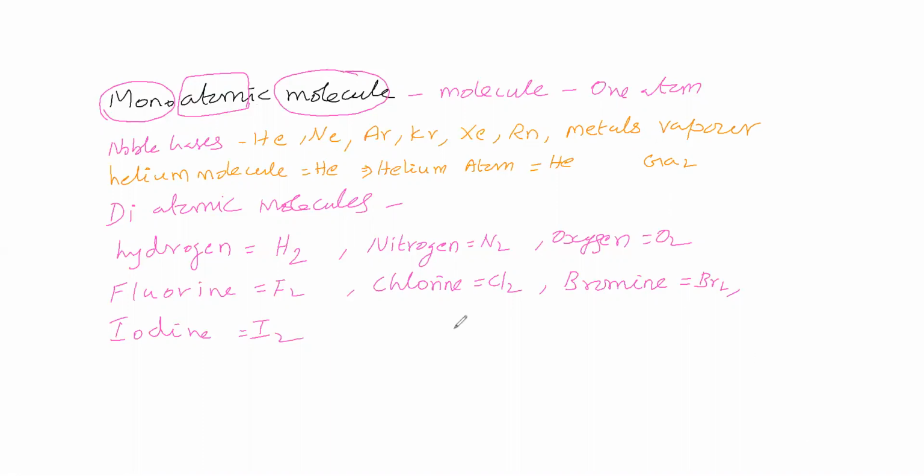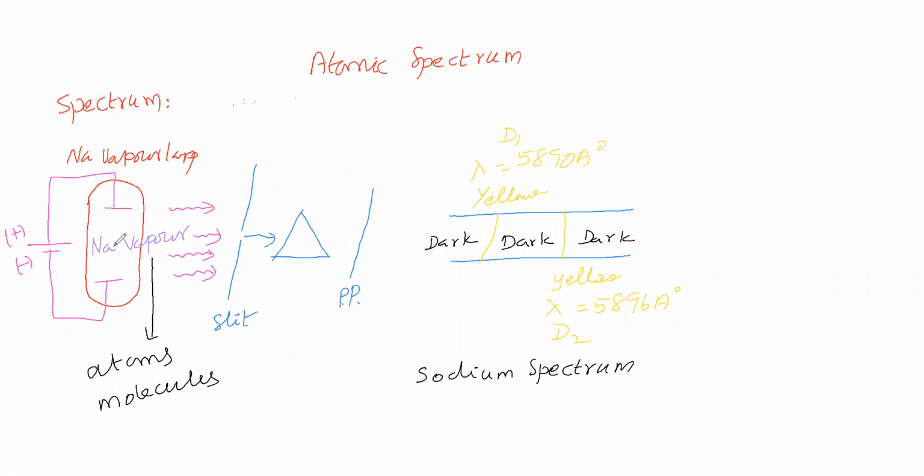Now we will come back to this sodium vapor lamp. In this sodium vapor lamp, sodium vapor is present. Does sodium vapor consist of atoms or molecules? If molecules, which type: monoatomic, diatomic, triatomic, octatomic, polyatomic? Many are there. Also think about whether sodium is a metal or non-metal.